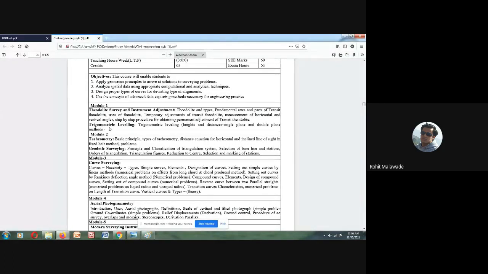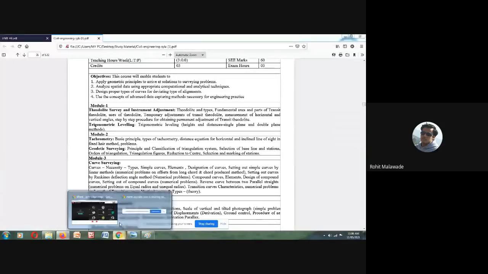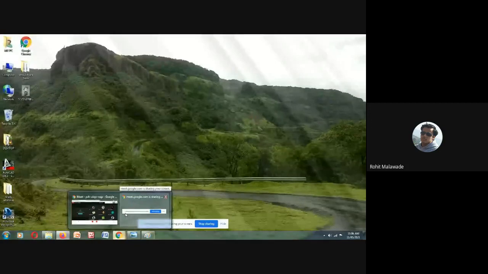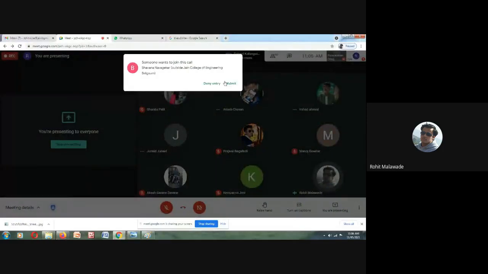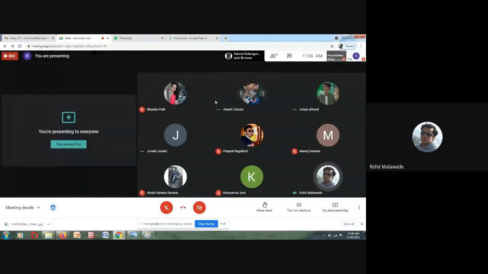Okay, anybody having any doubt on theodolite? Any kind of small doubts? No, sir. I hope everything is clear, and are you happy with the things going on in the class? Yes, sir. Is there any improvement needed? No, sir.